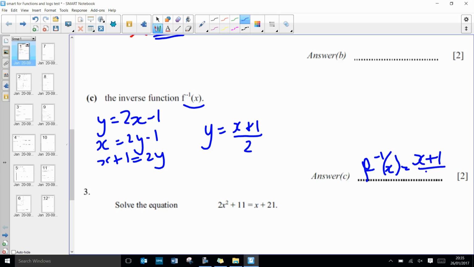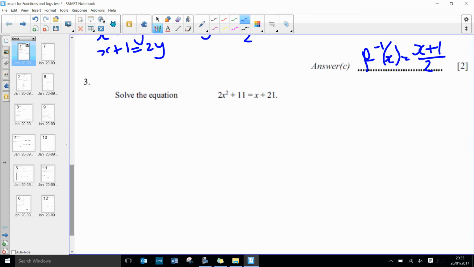Number 3, solve the equation. Okay, so this is the non-calculator, but we can see that it's a quadratic equation because it's got x squared. So it means that everything has to be moved away from the right hand side, so we have to equate it to 0. So we'd have 2x squared plus 11 minus x minus 21. Putting it in the normal order, descending powers of x, it's 2x squared minus x minus 10.